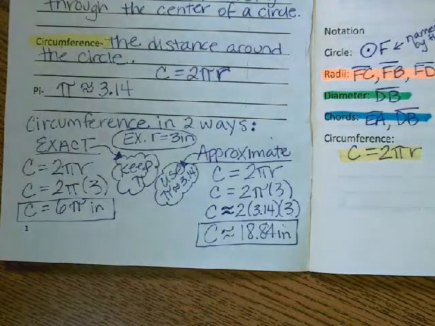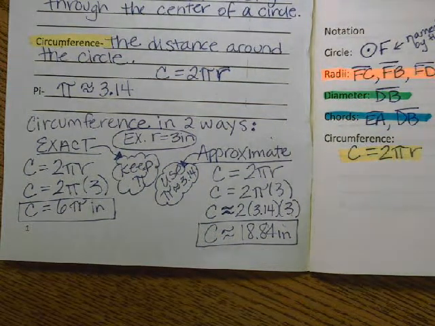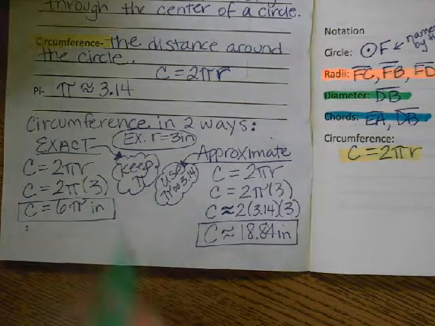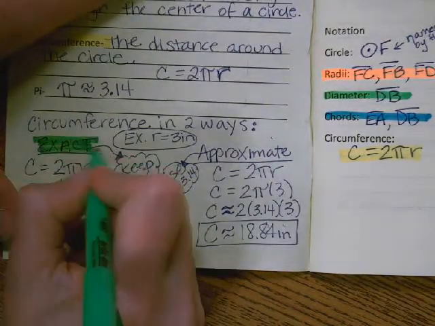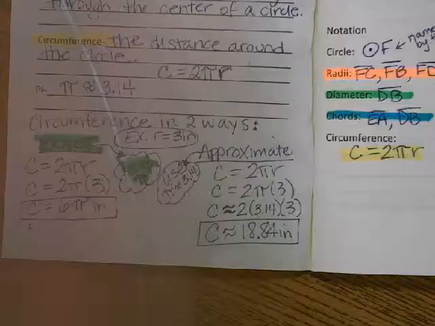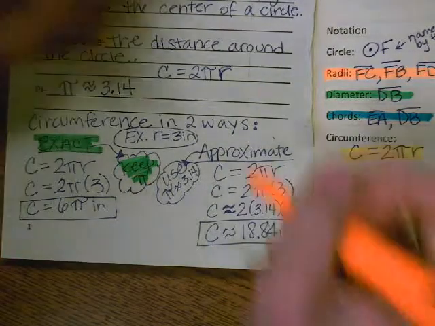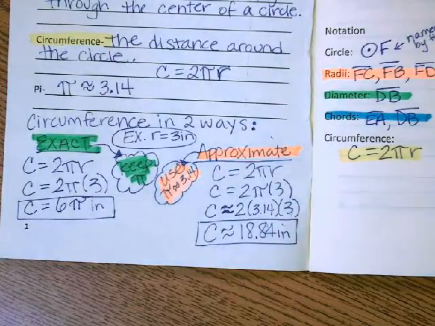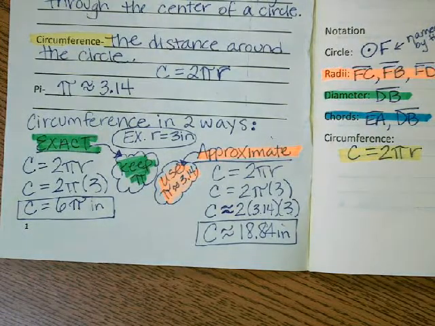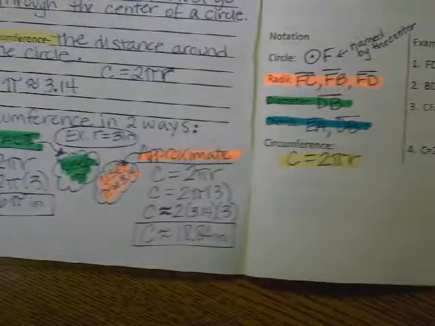So when you approximate, you end up with a decimal. When you go for exact, you end up with pi in the formula. So for exact, you're going to keep pi. For approximate, you're going to use 3.14. Okay? Alright. So lastly, let's do a couple of examples over here.